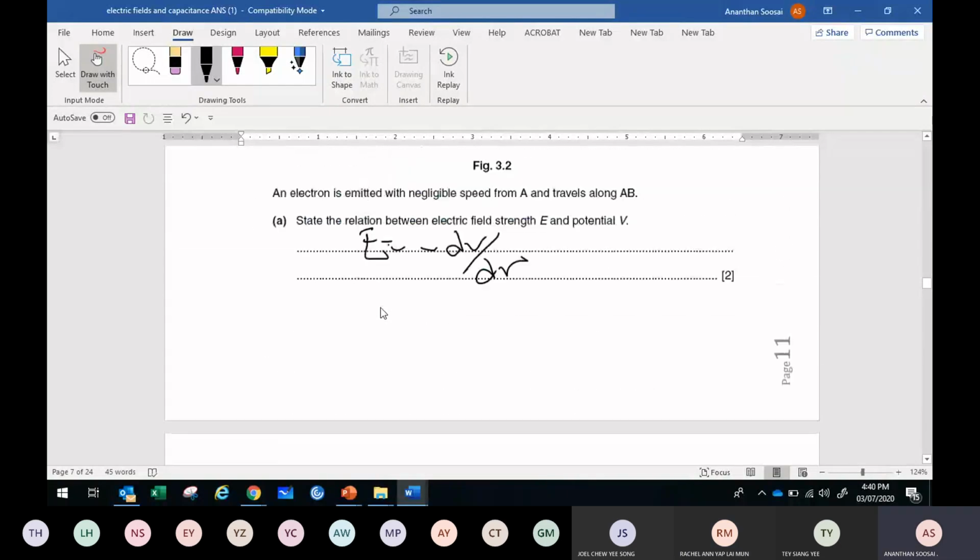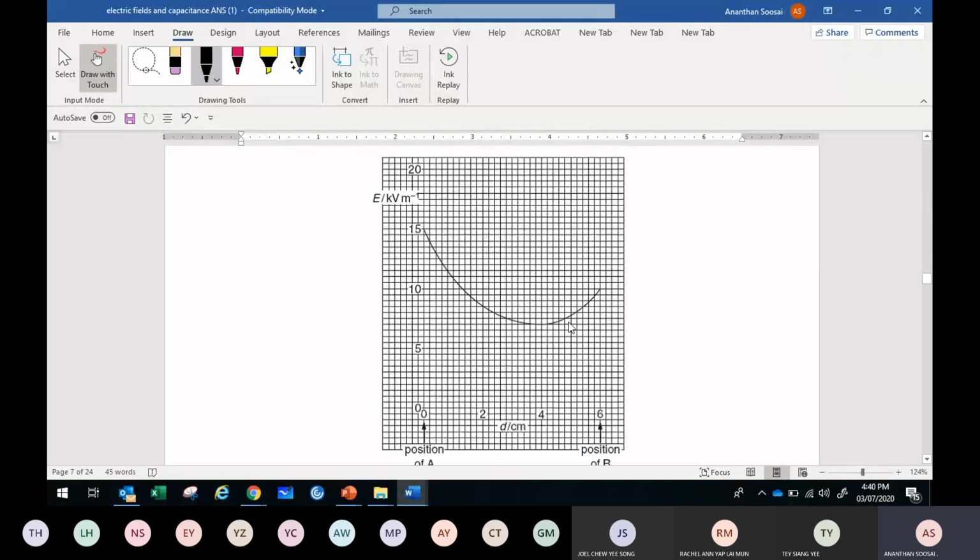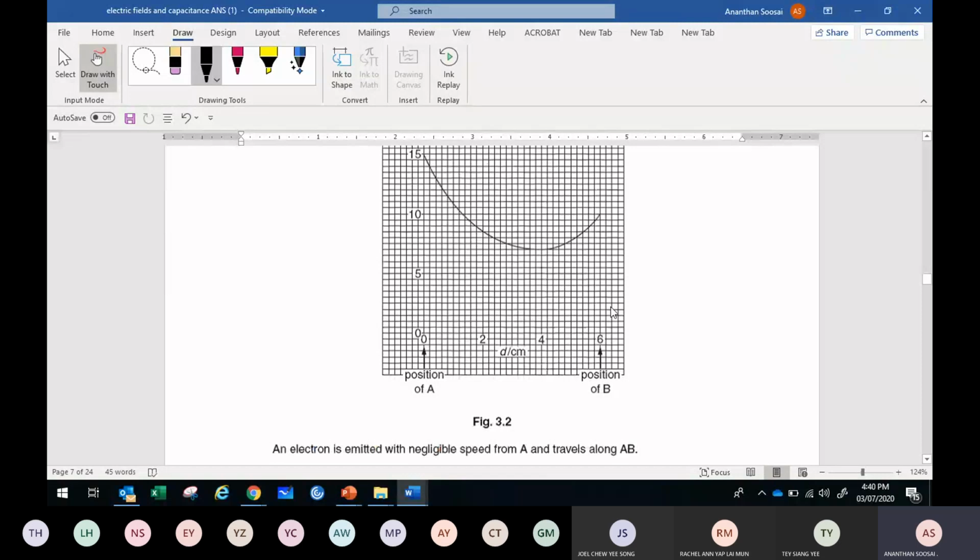So what do you do? You go back to the graph. From A to B, you find the area under the graph. It's a curved border, so you have to count the boxes to find the potential difference. Let's say you got 10 volts for the area under the graph, then the potential difference is 10 volts. But make sure the kilovolt has been changed to volt. Make sure the centimeter is changed to meter, so that you get volts.